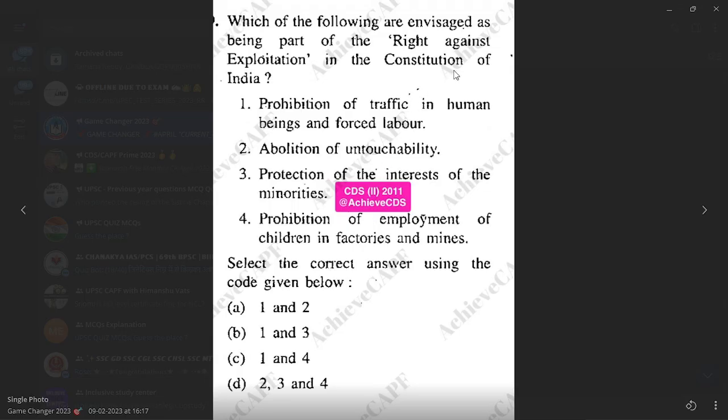Which of the following are envisaged as being part of right against exploitation in the Constitution of India? Prohibition of traffic in human beings or forced labor, abolition of untouchability, protection of the interest of minority, prohibition of employment of children in factories and mines.